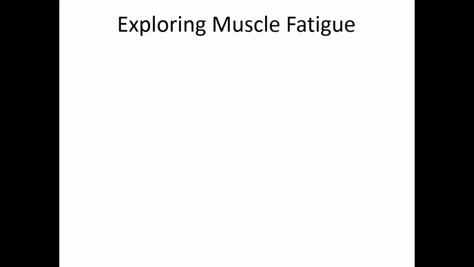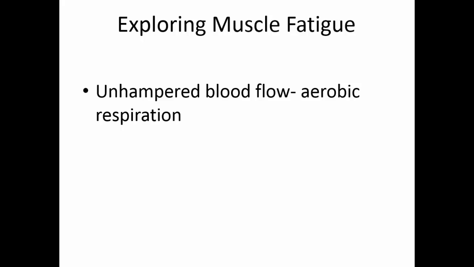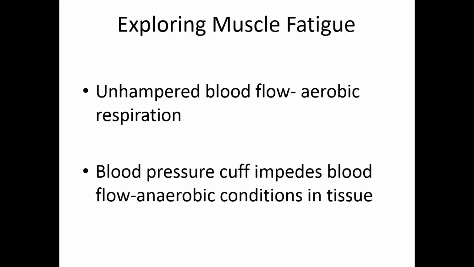We can cause muscle fatigue to happen much quicker than it would normally. If there is unhampered blood flow to the muscle, then we're in aerobic respiration. But if we cut off the blood flow to the muscle, then we will make the muscle go into anaerobic respiration. One of the ways we can simulate this is by using a blood pressure cuff on the arm and cutting off the blood supply to the muscles of the lower arm.